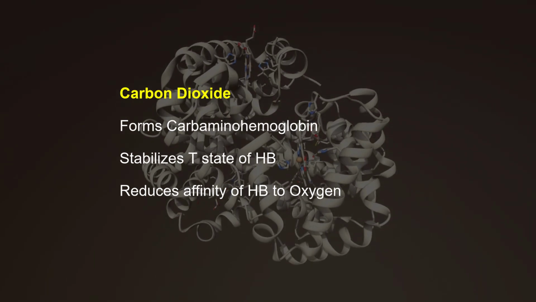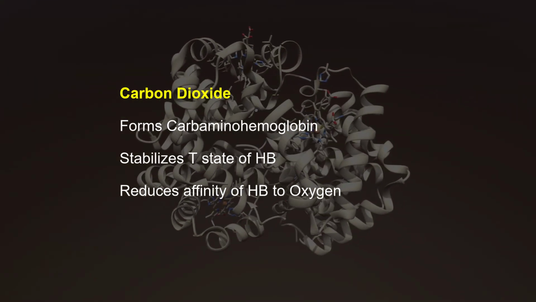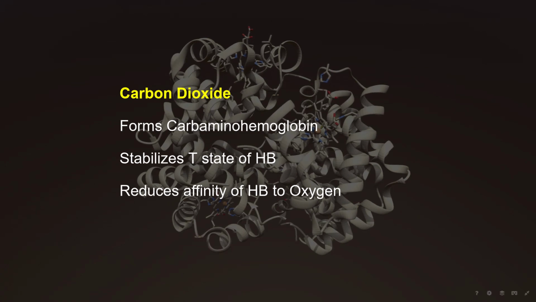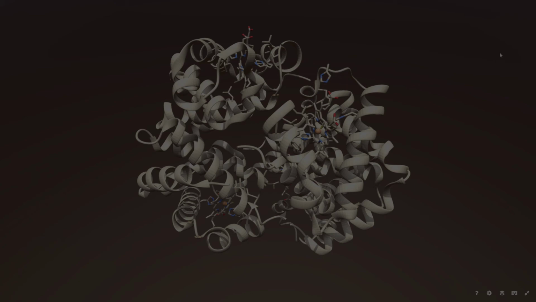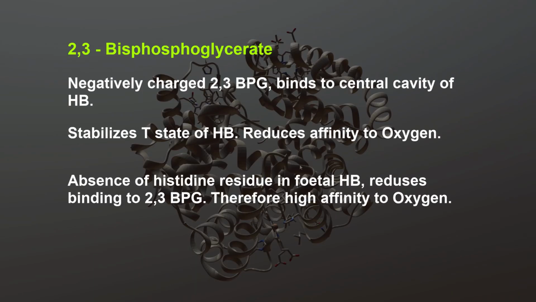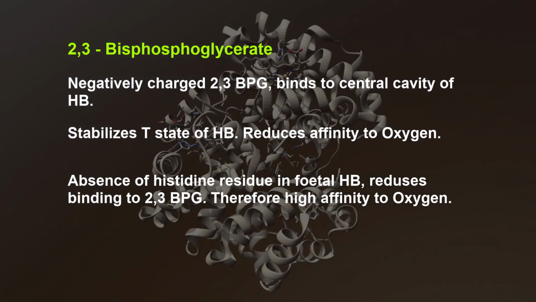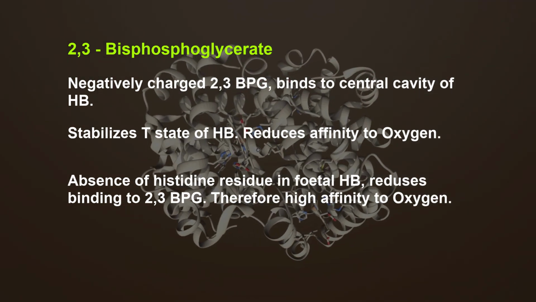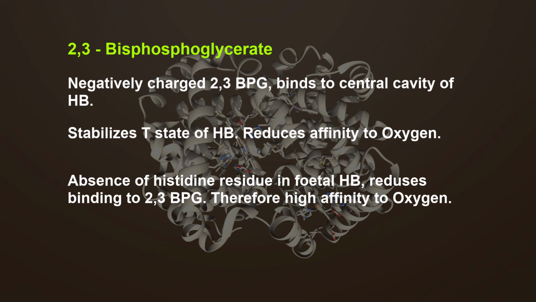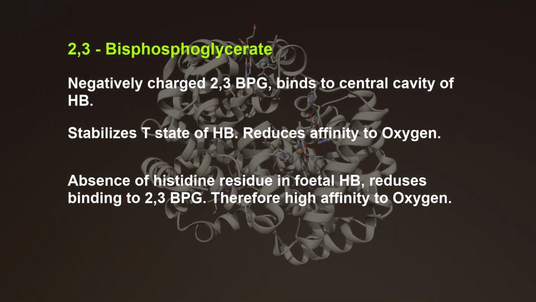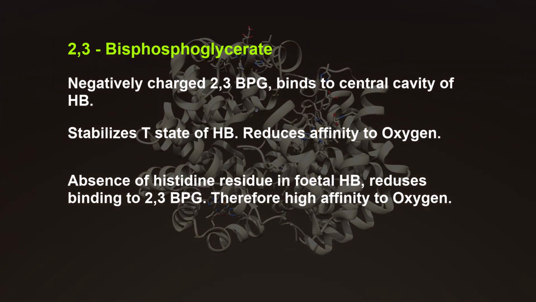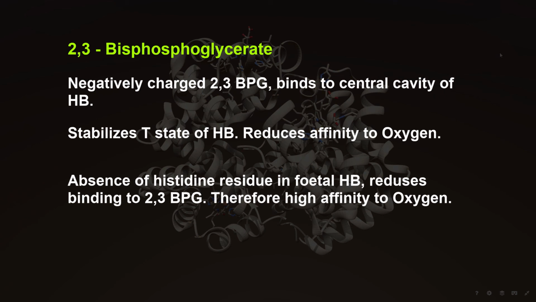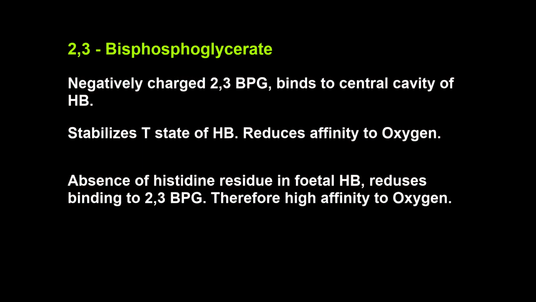Carbon dioxide binds with hemoglobin and forms carbaminohemoglobin, which stabilizes the T form and reduces hemoglobin's affinity to oxygen. Of all, the most important allosteric effector for hemoglobin oxygen binding is 2,3-bisphosphoglycerate. It binds to the central cavity of beta chains of deoxyhemoglobin. Its stabilized T form reduces the affinity of hemoglobin to oxygen. Absence of one histidine residue, replaced by serine in fetal hemoglobin, reduces binding of 2,3-BPG to fetal hemoglobin. Therefore, fetal hemoglobin has high affinity to oxygen.